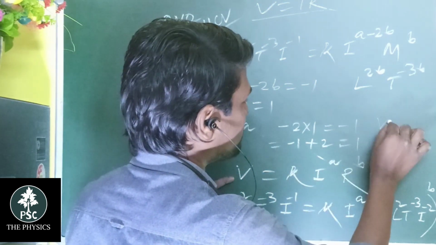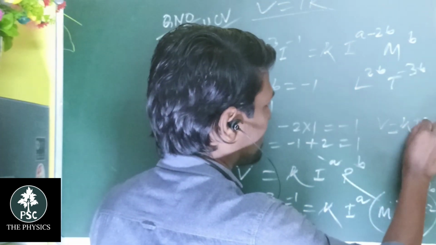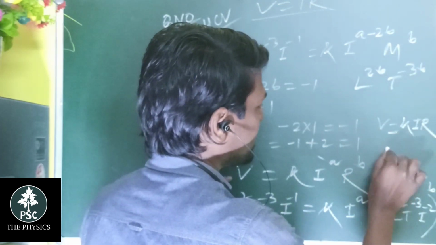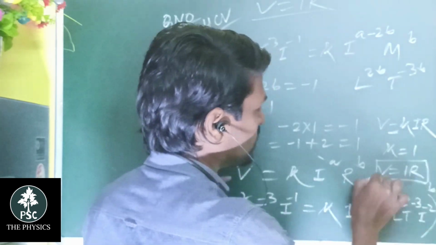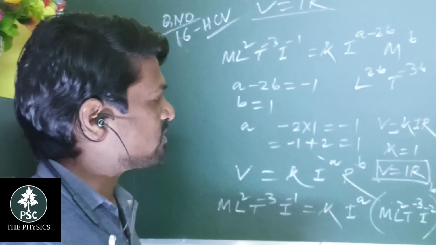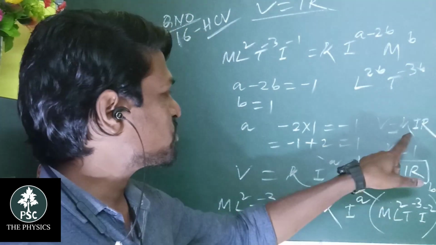So the equation is V equals a proportionality constant times IR. If you take K equal to 1, then V equals IR. Why do we take K equal to 1? This is the demerit of dimensional analysis, that it cannot tell us about a proportionality constant.